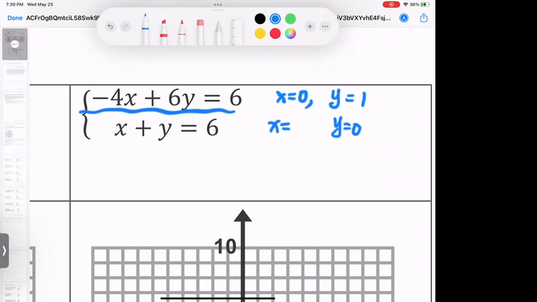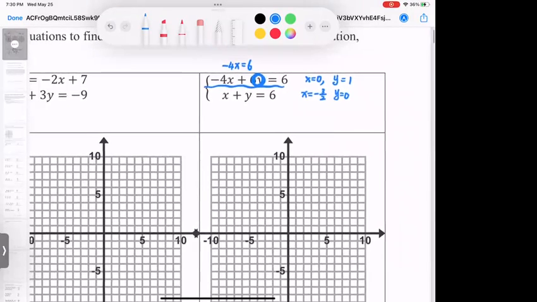y is 0. Here is all 0. What about x? So basically negative 4x equals 6, right? Basically, x is negative 3/2, right? Is that right? So figure out those 2 points and let's draw in this linear graph.